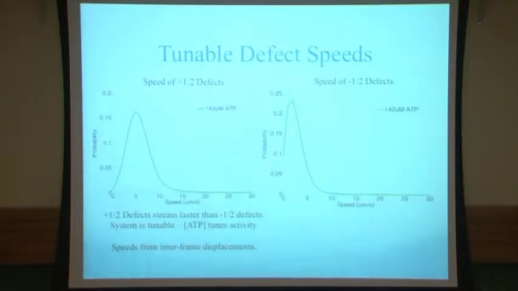And so this is just a type of experiment that we can do. What you do is look at the speed of a defect, okay? This is the probability of a +1/2 defect, and you can see it has a speed of about 5 to 10 microns per second, right? And the system is perfectly tunable, right? The speed of a -1/2 defect is actually much smaller.